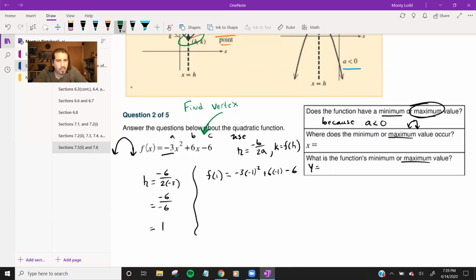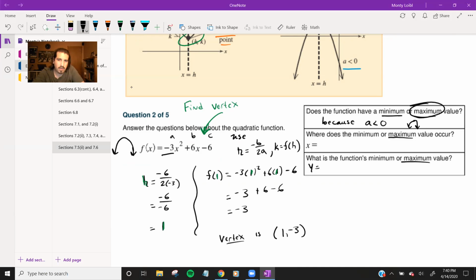Again, oh, did I switch signs? Yeah, got ahead of myself there. It's a positive 1, right? That's coming from h being 1. That is where the 1 is coming from. Okay, what do we get here? -3 plus 6 minus 6, so -3 is what we'll find here. So what we're looking at here is our vertex is 1, -3.